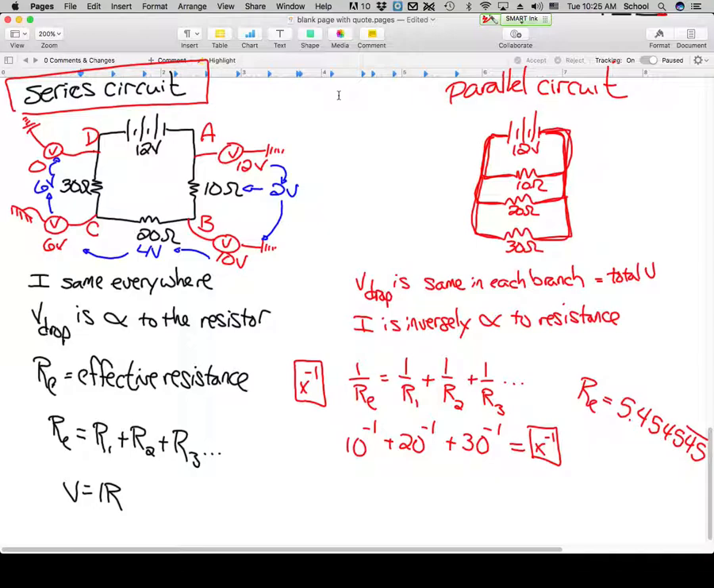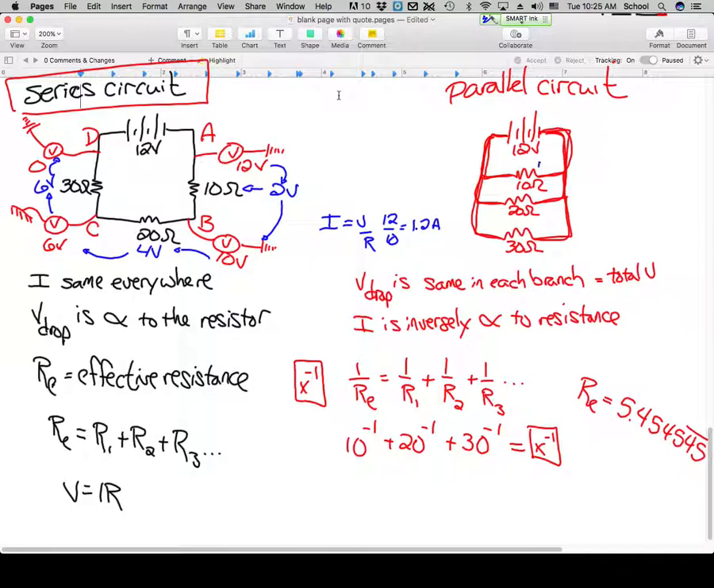Okay, so how do we find the current? We find the current just by doing I equals V over R. The V is always going to be the total voltage, and the R is just going to be the individual resistor, because these act like they're separate. So we're going to have 12 over 10. That's going to give us 1.2. And then we're going to have 12 over 20.